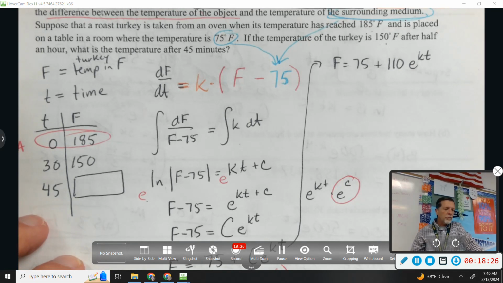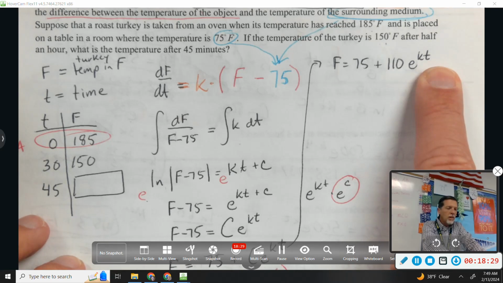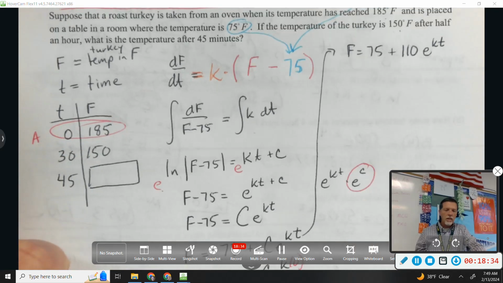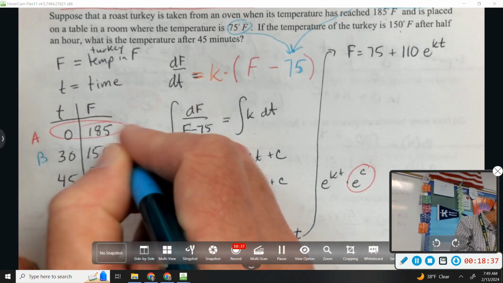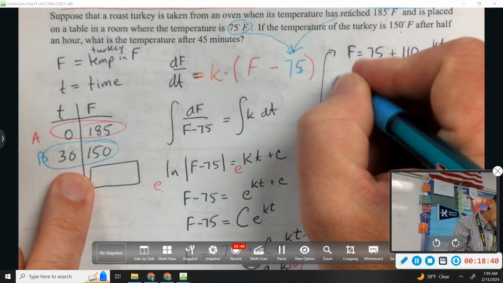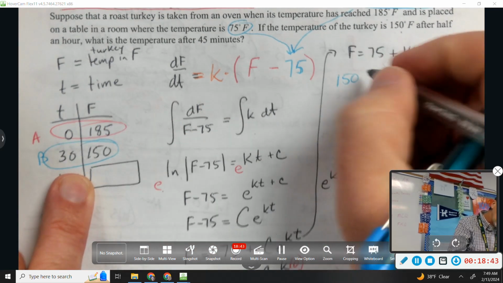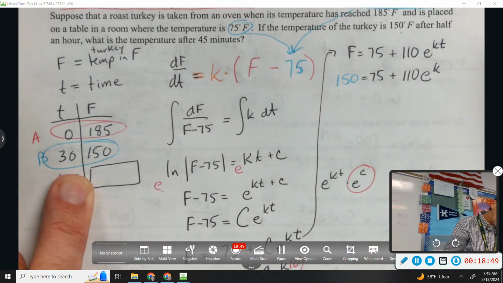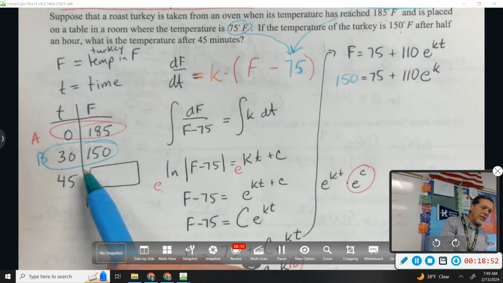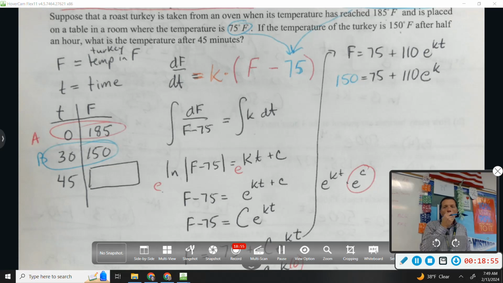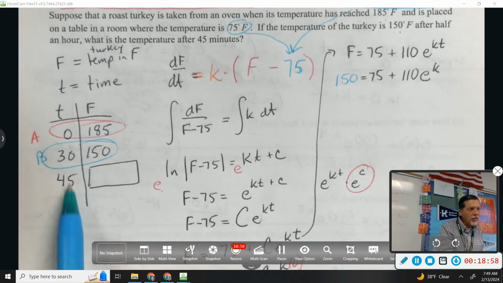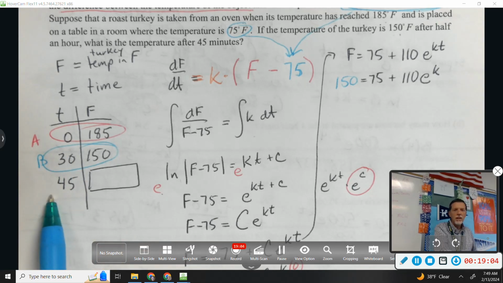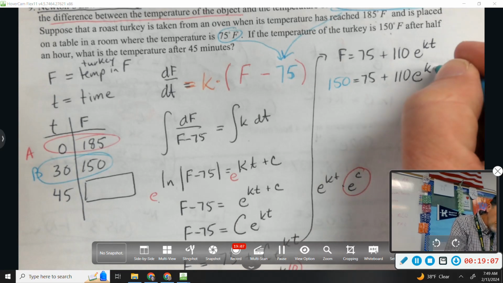And maybe this is starting to make sense. Now if time is 0, 75 plus 110 is 185. So that matches up on our first point. Now let's do our second point here. So F is now 150. And I opted to do this problem in minutes. You can do it in minutes or hours. Just make sure you pick the same thing. So either 30 and 45 or 1/2 and 3/4, either one. But I think minutes is easier, so I'm going to use minutes.